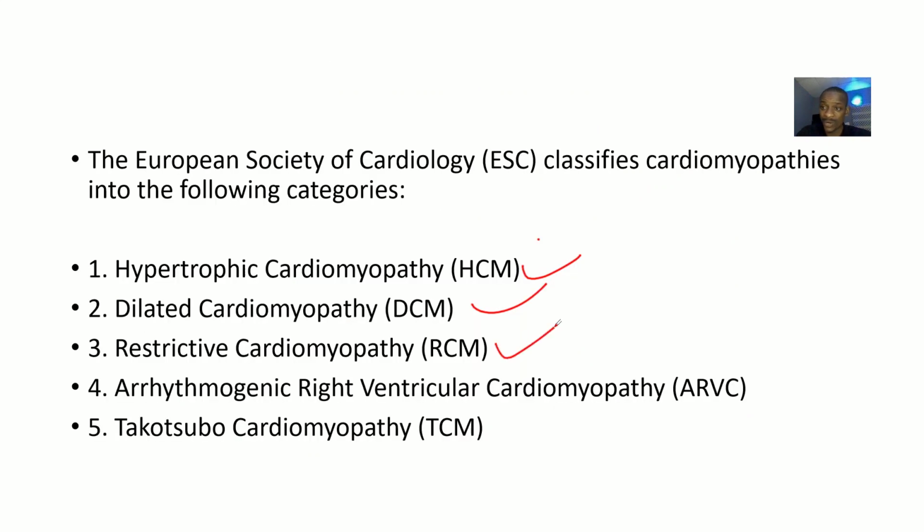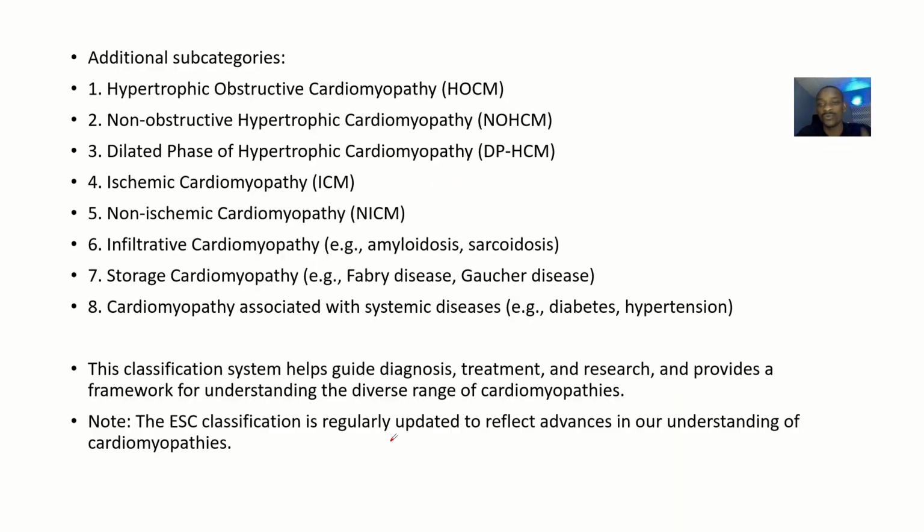The restrictive cardiomyopathy is more of like, the heart muscles are normal, the heart shape is normal, but the heart cannot become elastic. You get? Then the arrhythmogenic right ventricular cardiomyopathy, which is usually inherited. This one, the problem is localized on the right ventricle, right? Then we have Takotsubo cardiomyopathy, which is also known as broken heart syndrome. So we will discuss all of them individually, the symptoms, the treatment, everything we'll be talking about.